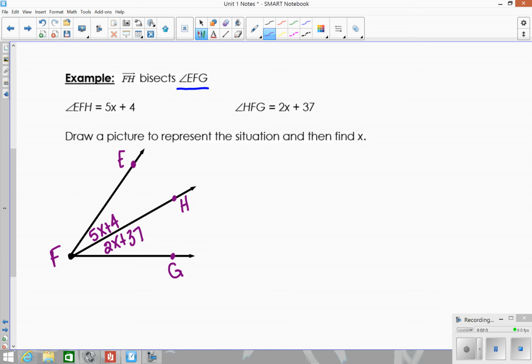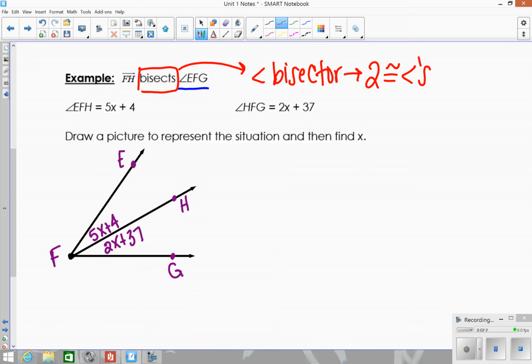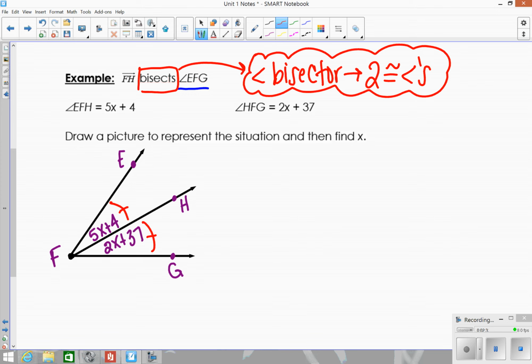So there's my setup. Since it says that I have a bisector, right there it's telling me, since I have an angle bisector, that means you get two congruent angles. So an angle bisector implies two congruent angles. So from here, we are going to use that. If I look at my picture, if this is an angle bisector, it means these two parts have to be congruent. I have two congruent angles.